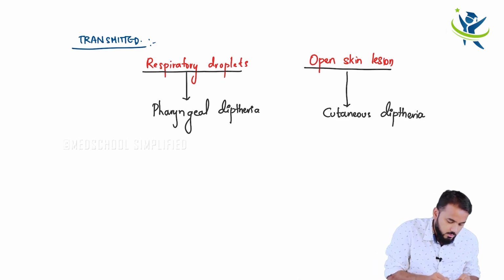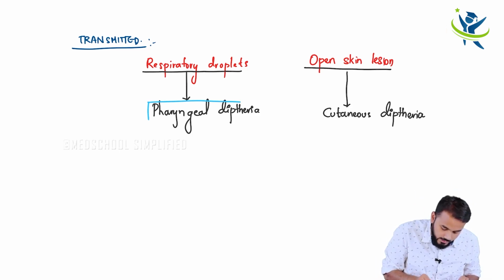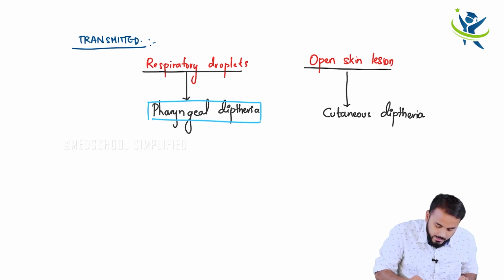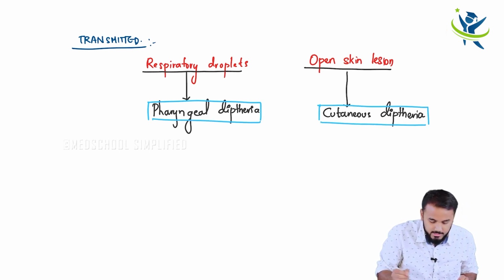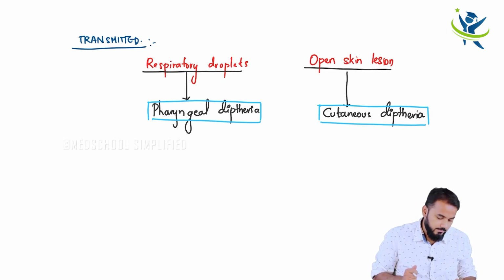So, if someone asks you, hey, can you tell me what are the different types of diphtheria? Yes, one is called pharyngeal diphtheria and another one is called cutaneous diphtheria. These are the two different types of diphtheria, right?